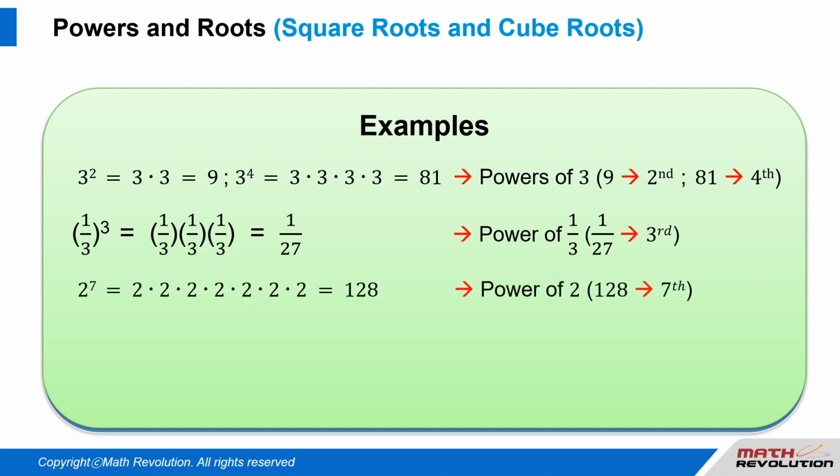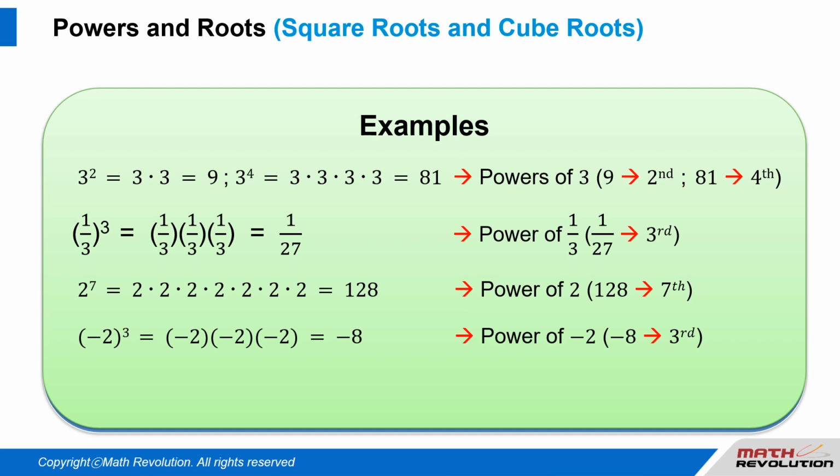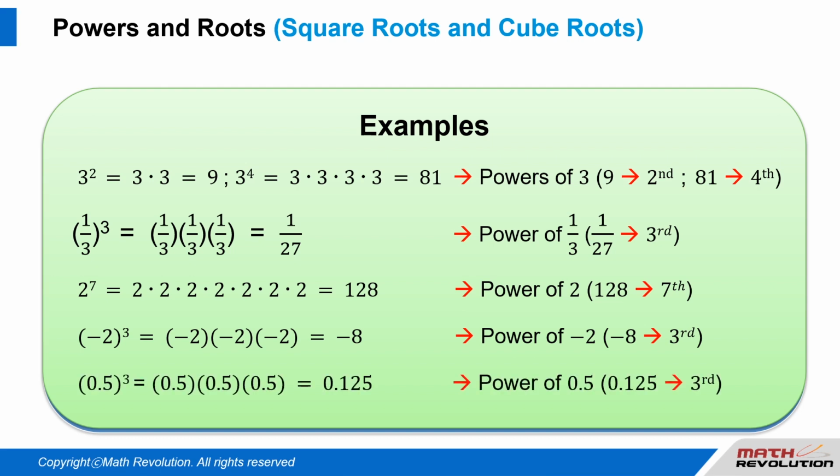2 to the seventh power equals 2 times 2 times 2 times 2 times 2 times 2 times 2 equals 128. 128 is the seventh power of 2. (-2)^3 equals -2 times -2 times -2 equals -8, which is the third power of -2. (0.5)^3 equals 0.5 times 0.5 times 0.5 equals 0.125. 0.125 is the third power of 0.5.